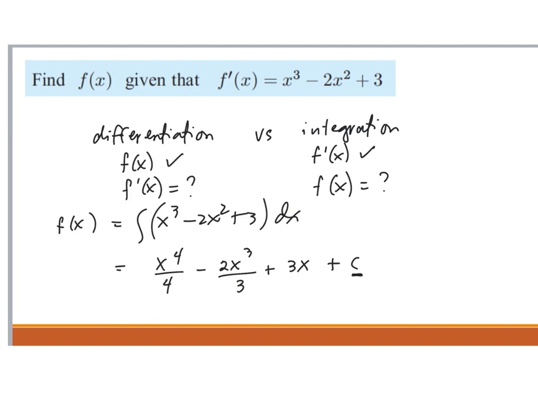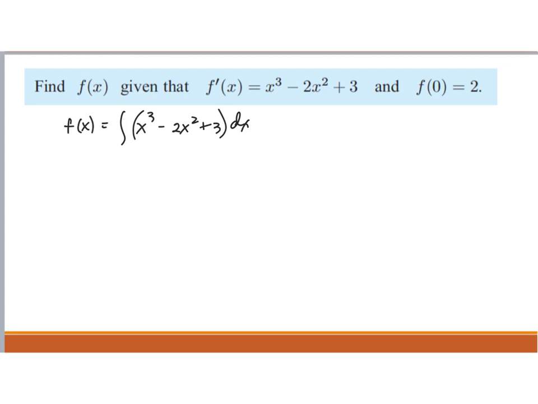So suppose we are given that f of 0 is equal to 2, which just means that when x equals 0, then y is equal to 2. Then we could use this information to find the value of c.